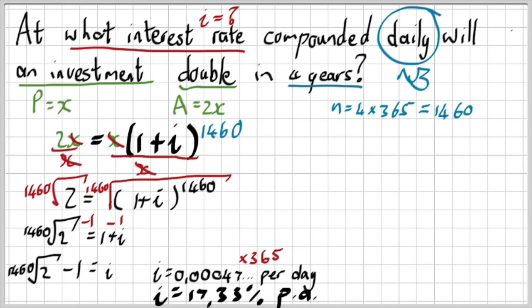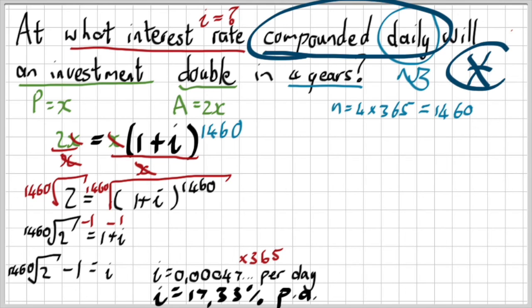17.33% per annum, but it's not effective, it's compounded daily. So in other words, that is exactly what the examiner was looking for. Ladies and gentlemen, not a difficult question, but definitely an exam question. So if I were you, I would put a star next to it.